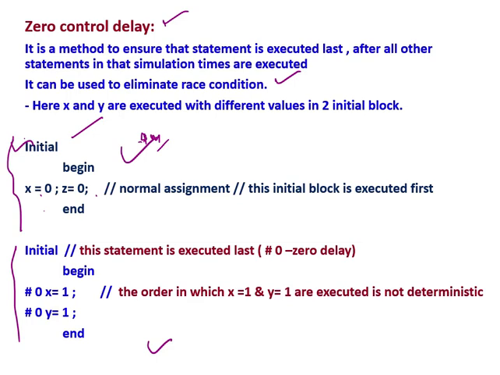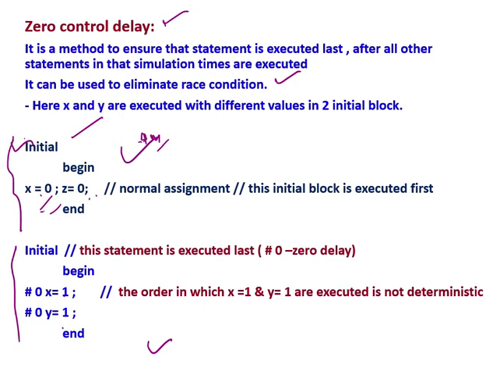So what will be the output for x and what will be the value of x and z? Here x equal to 1, here y equal to 1, here x equal to 0, here z equal to 0. So x can be 0 or x can be 1. Okay, so this is a race condition. This is racing, right?